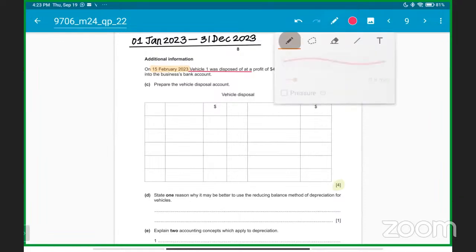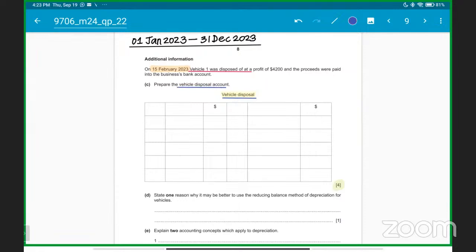So what students should know is the format of the disposal account. We have to prepare the vehicle disposal account. So vehicle 1 was disposed at a profit of 4,200 and the proceeds were paid into the business bank account. Okay, so the profit is there, which means, usually what happens, students, is that we make a disposal account. The reason for making a disposal account is to try to get the gain or loss on disposal, whether we had a gain or a loss in disposing of this asset. But in this question, they have already told us that we are making a gain.